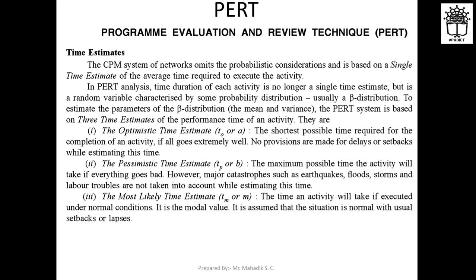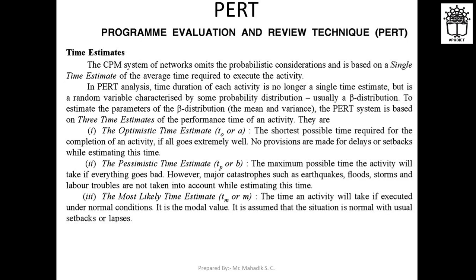So in PERT analysis, the time duration of each activity is no longer a single time estimate, but is a random variable characterized by some probability distribution, usually a beta distribution. The PERT system is based on three time estimates of the performance time of an activity, because CPM does not give us the probability of the project completion within a given period of time.